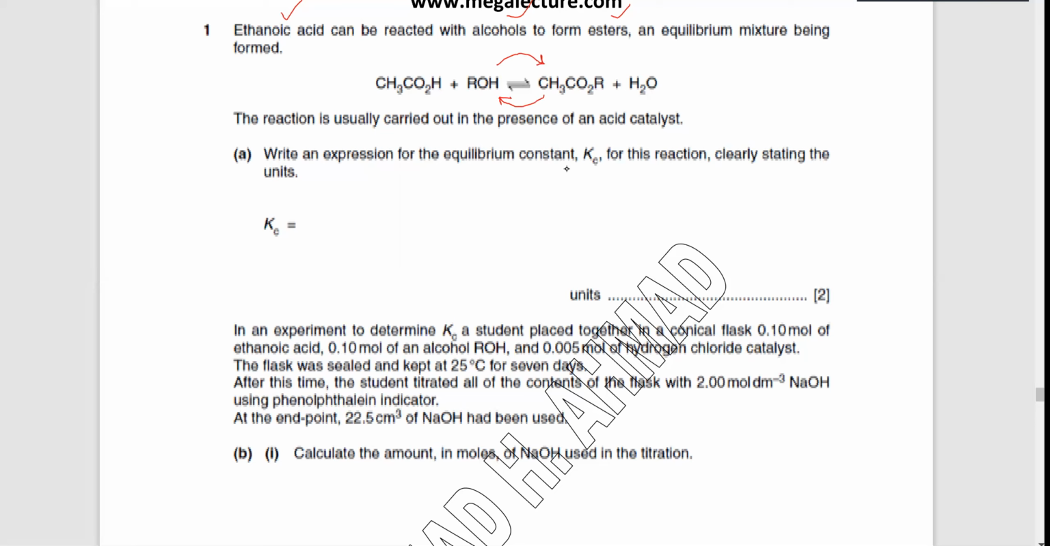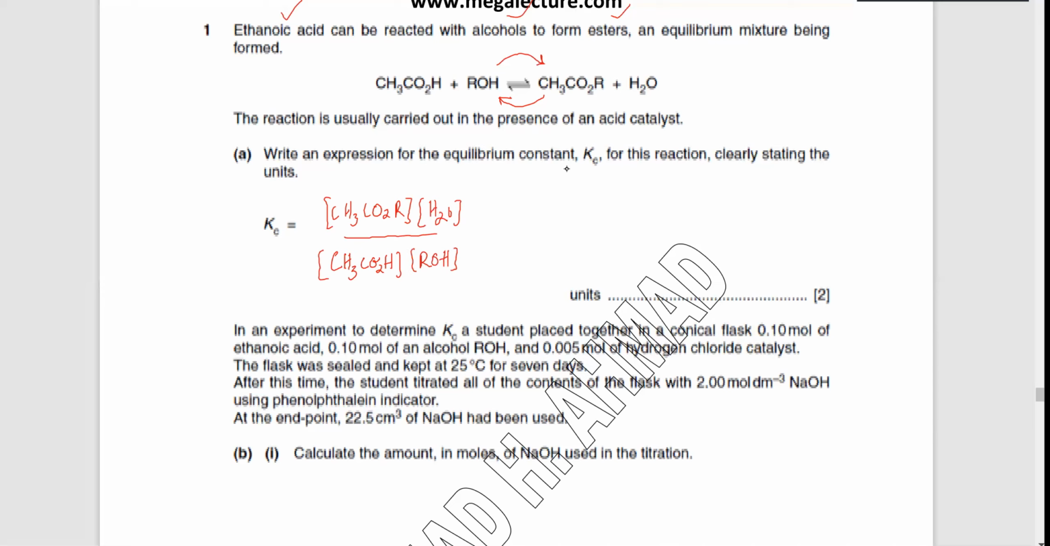So both things are going on, and the first thing is you have to write the expression for Kc in this case. It's going to be product concentration, which is CH3CO2R, and the other one is water. The reason I'm writing water in the expression is because they haven't told me that it's aqueous. Nowhere have they mentioned that it's aqueous. And the reactant concentration, which is CH3CO2H, that's the acid, and the alcohol, which is ROH.